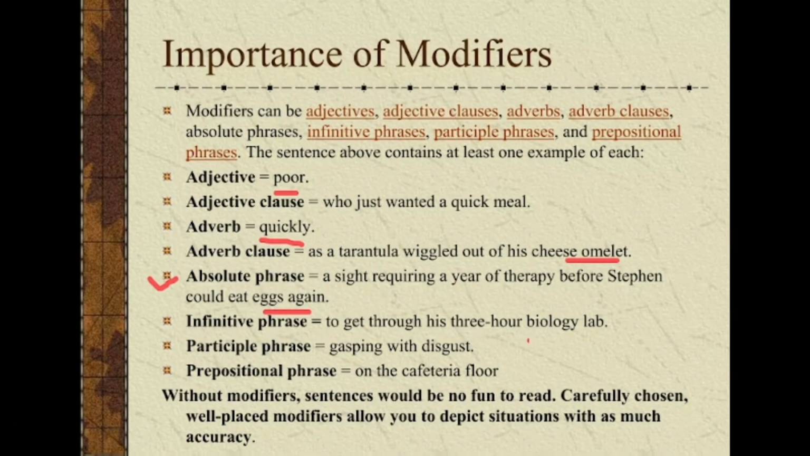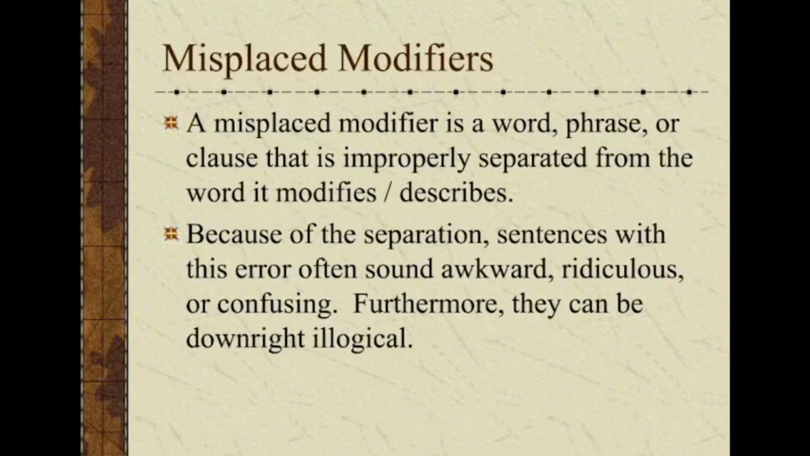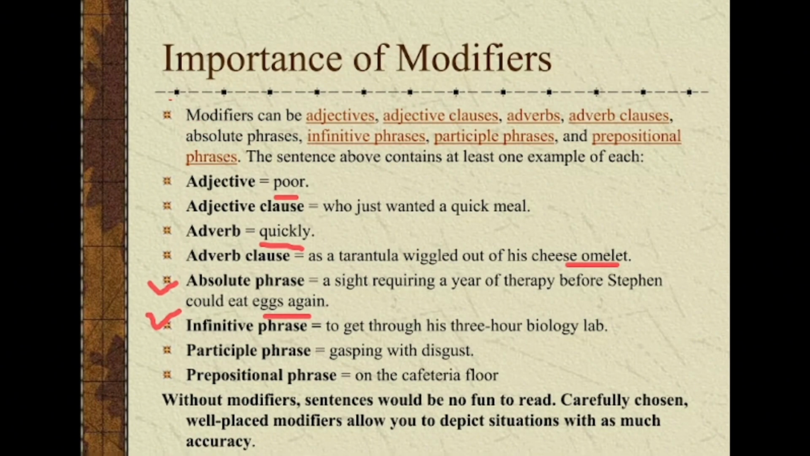To get through his 3-hour biology lab, it can be an infinitive phrase. This is just to give you an idea that there are many types of modifiers. You don't need to remember all of these modifiers, but I have included them so that you are aware of them. In this chapter, there are mainly two modifiers in your book: dangling modifier, and another one is, I think, misplaced modifier. These are mainly mistakes we want to avoid, and these are the more general modifiers we know.